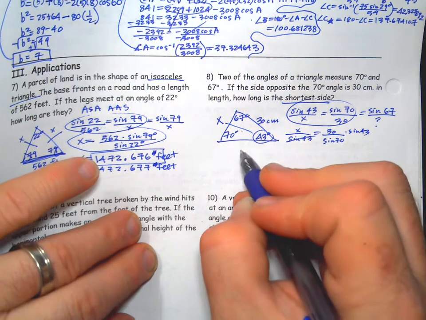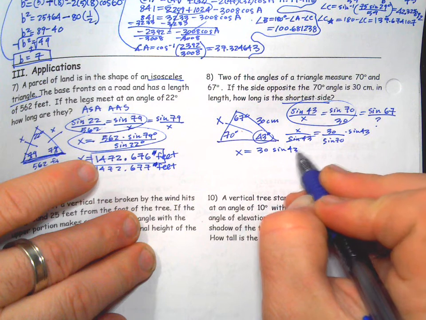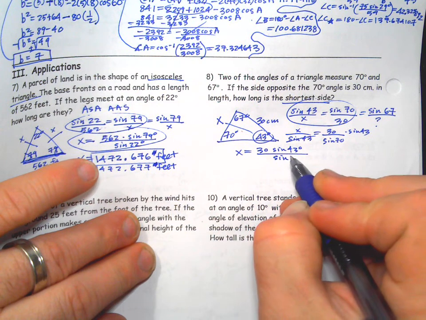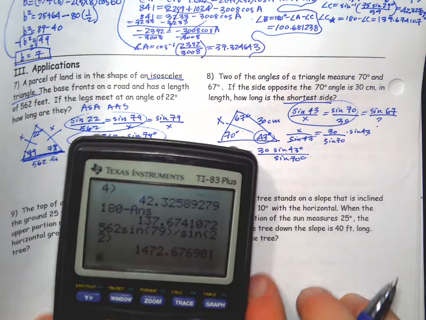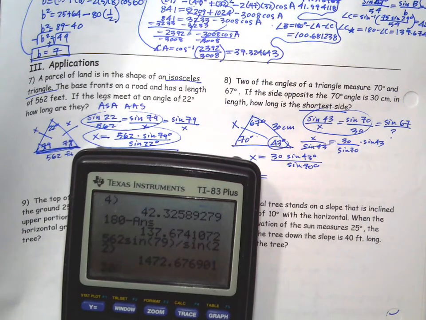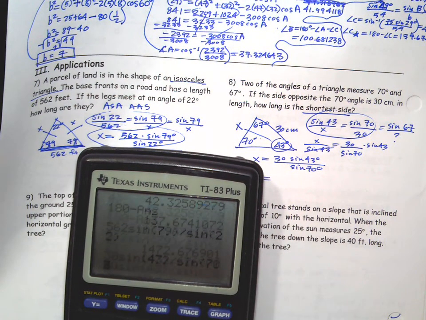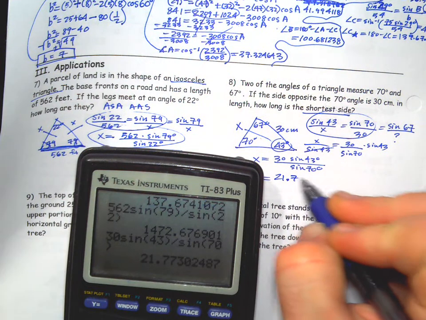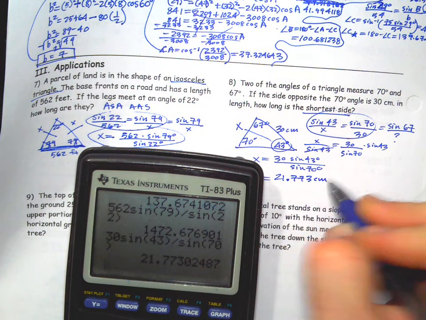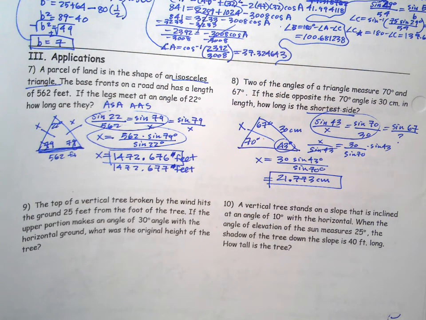So there's your exact answer: 30 sine of 43 degrees over sine of 70 degrees. I want to see this exact answer. Don't start putting decimals in the work before you really have to. So sine of 30 times sine of 43 divided by sine of 70 is 21.773 centimeters. This is the length of a side, right? 3 decimal accuracy, rounded truncated. Okay. Now for number 9.